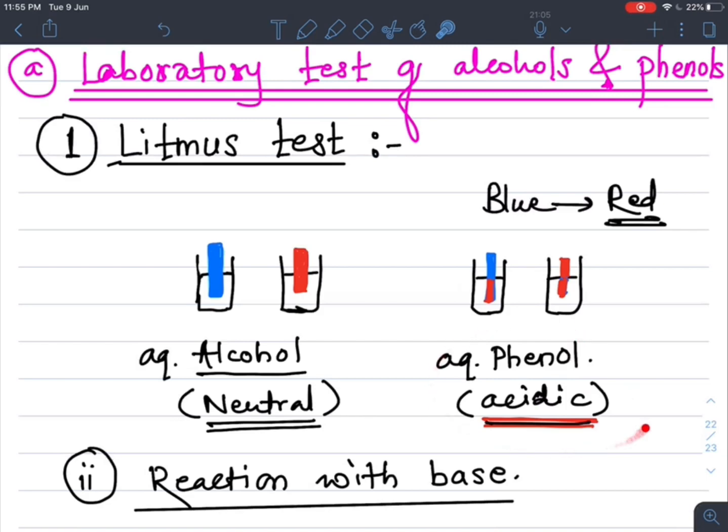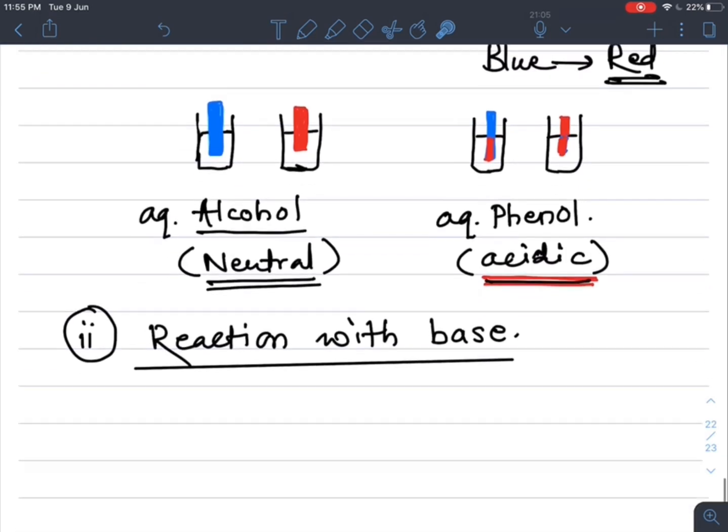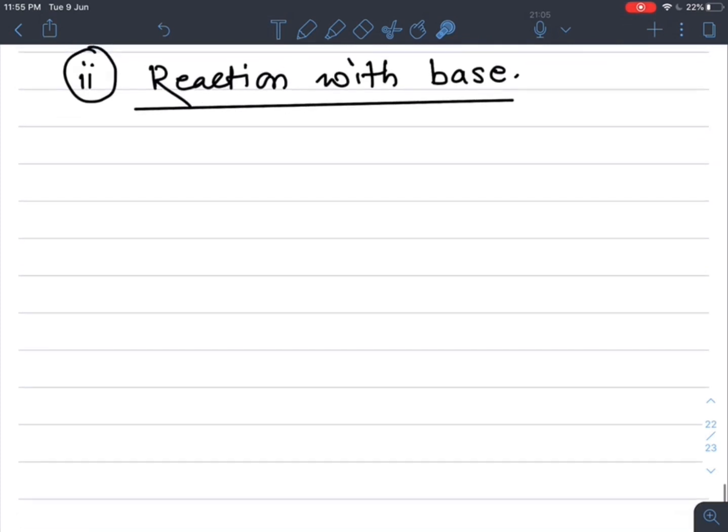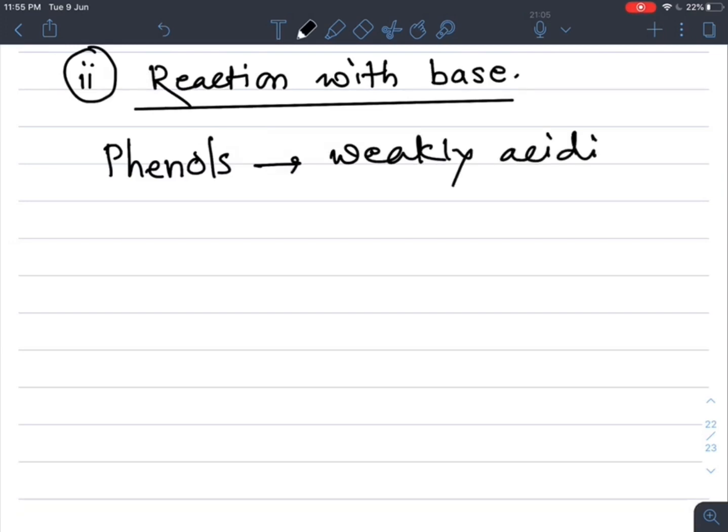So this is the visual test. In the laboratory we can identify whether it is alcohol or phenol. The next test is the reaction with base. In the laboratory, if we take phenols, phenols are generally weakly acidic in nature, which means they give H plus, a proton donor, but they are not almost completely dissociated.